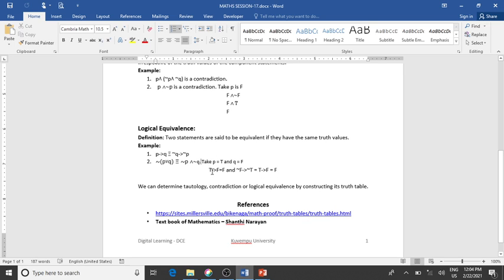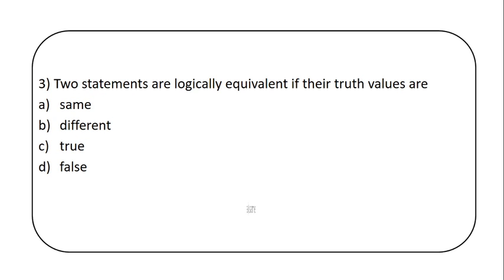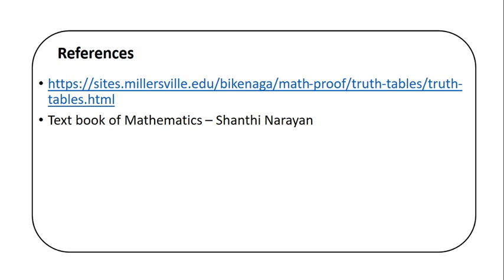So here P then Q and negation of Q then negation of P both are giving the same truth value, that is false only. So we can say that these two statements are equivalent to each other. So this is about logical equivalence. In this section we discussed tautology, contradiction and logical equivalence of the statements.